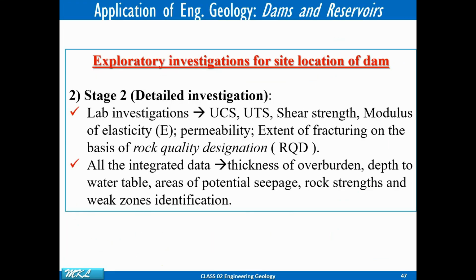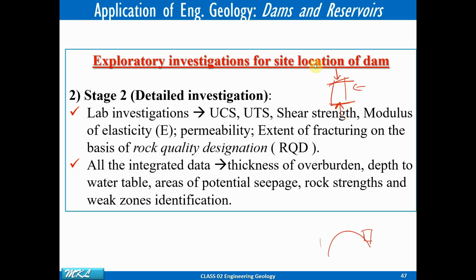Now for stage 2, you will be doing some lab investigation. Like you will be taking the rock sample and you will be testing it. Suppose you are making a dam, or suppose you are doing a tunnel. In that tunnel you will be taking a rock sample which will represent the entire rock structure, and there you will be doing the UCS study. UCS means unconfined compressive strength.